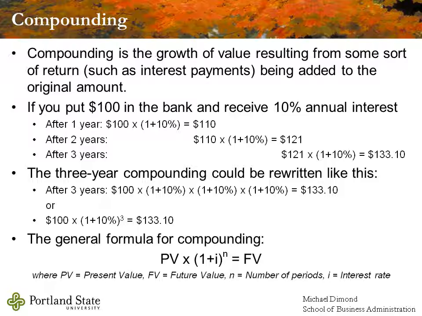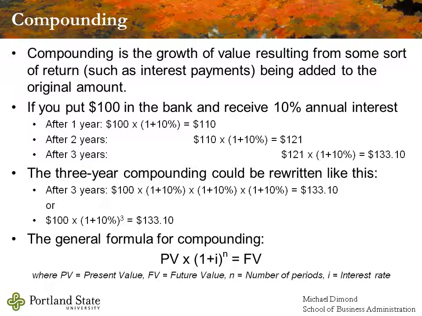Now this gives us the general formula for compounding. The general formula for compounding is going to be the present value, the value at the beginning of the process, times 1 plus whatever the rate of change is. In this case, 1 plus the interest rate. And then that 1 plus the interest rate is raised to the nth power, which is why the exponent is outside of the parentheses. And that formula gives us the result of the future value.